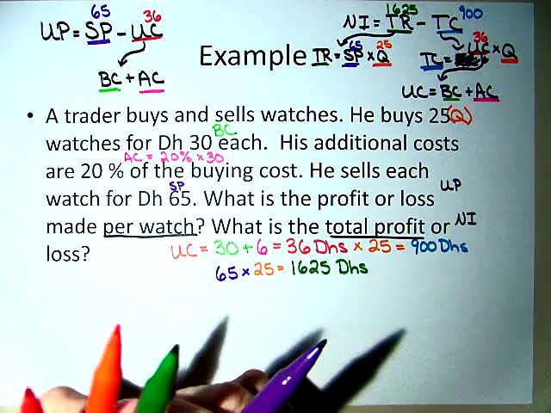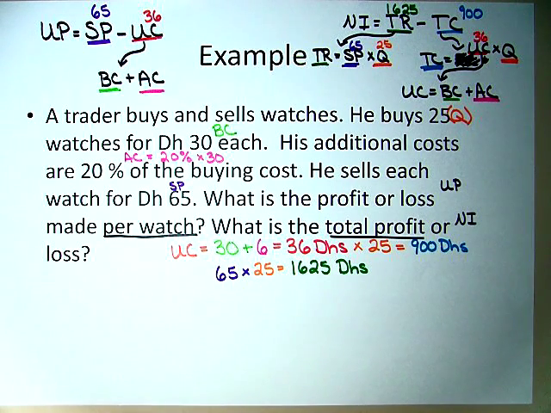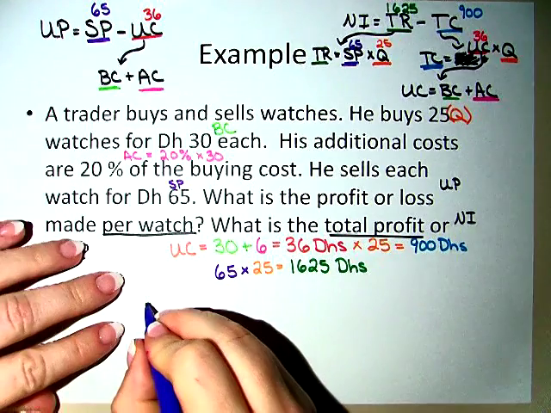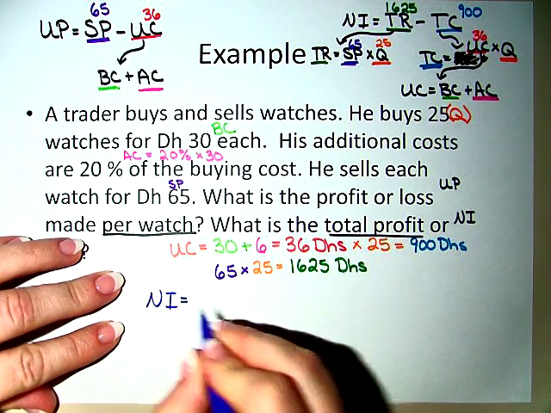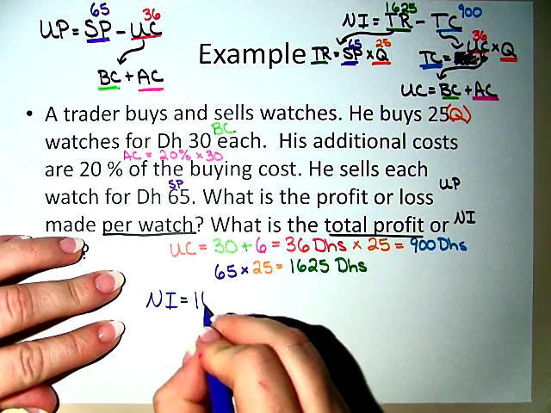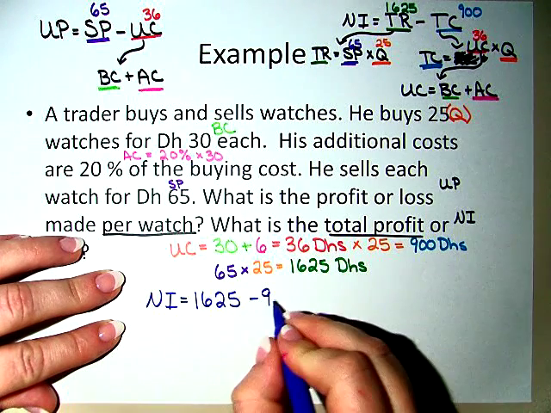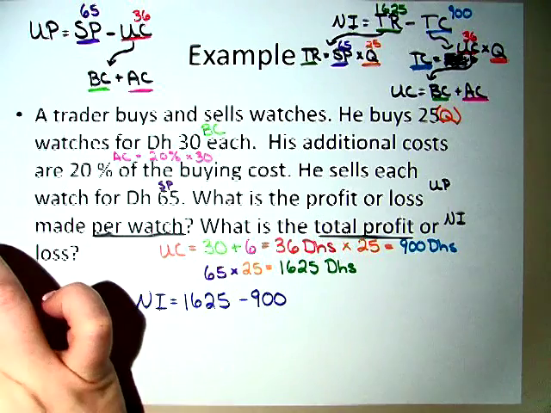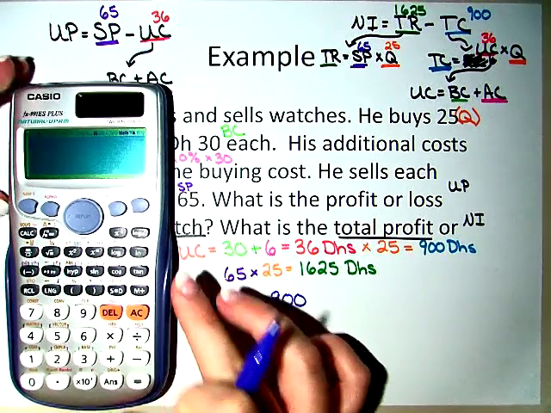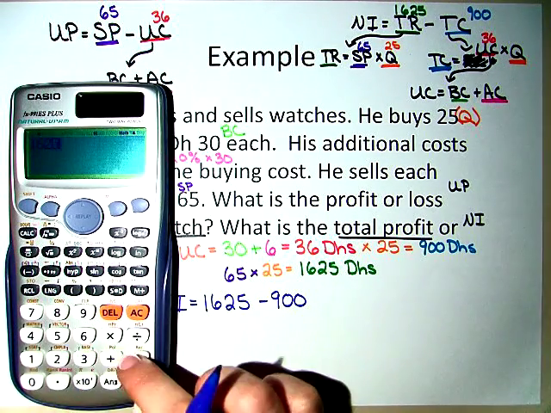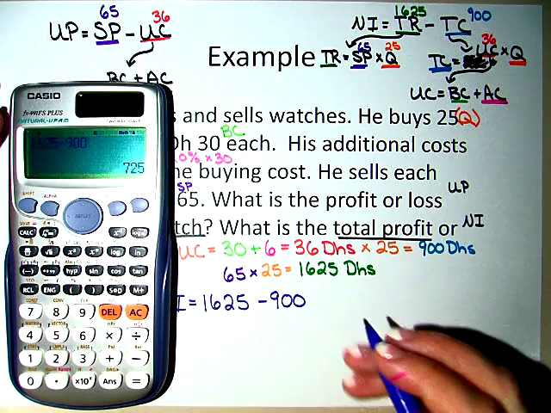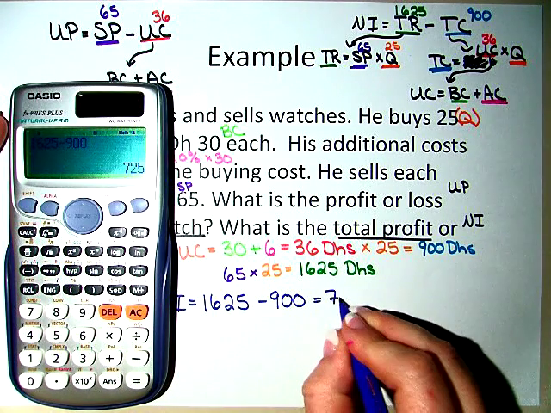Okay, so now we're going to go ahead and solve for unit profit and for net income. So our net income is our total revenue, 1,625, minus my total cost. So 1,625 minus 900 gives me a net income of 725 dirhams.